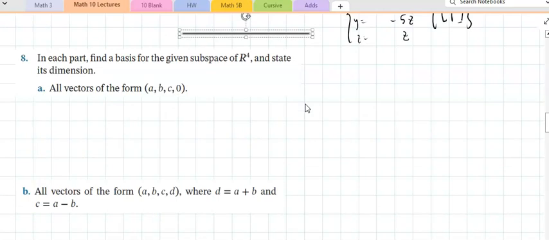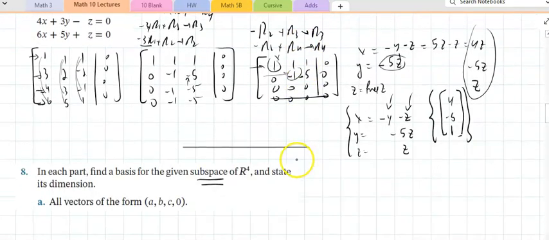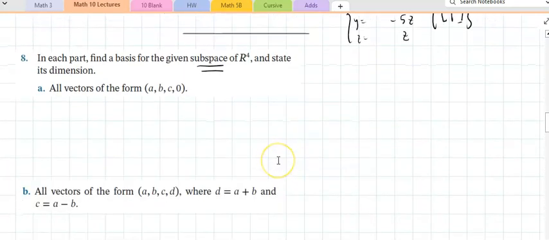Okay. Now let's look at the next set of problems and work a few of those. In each part, find a basis for the given subspace of R4 and state its dimension. So here we found the basis for the solution space of this homogeneous system. I should have written the dimensions, huh? Here the dimension is 2, here the dimension was 3, and here the dimension was just 1.